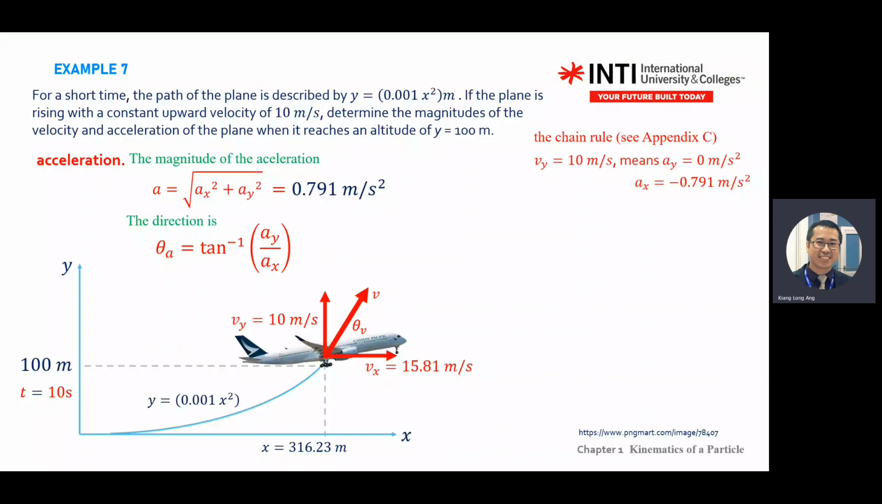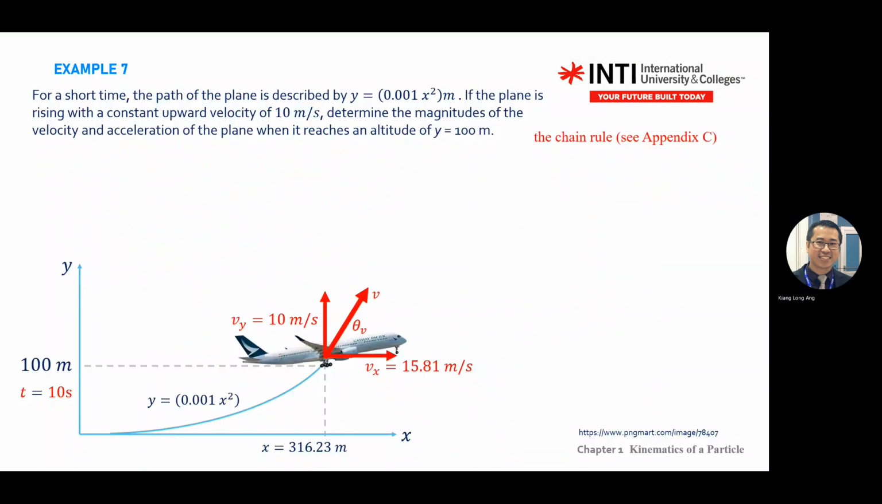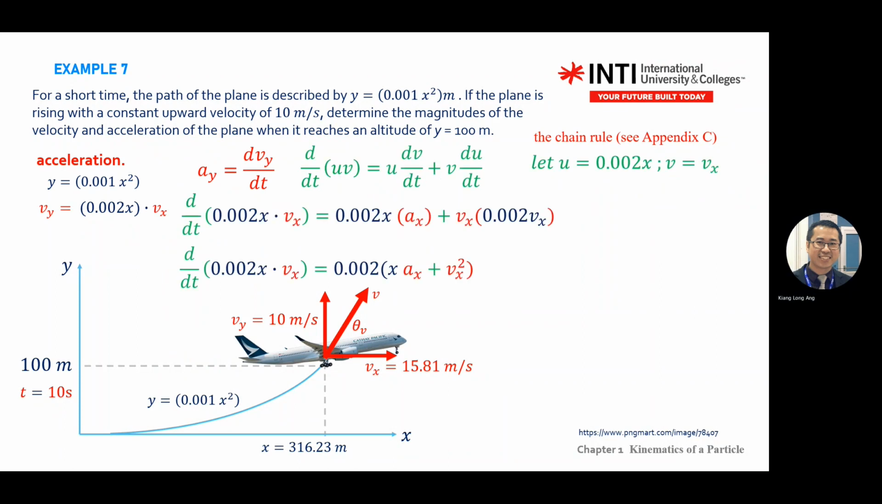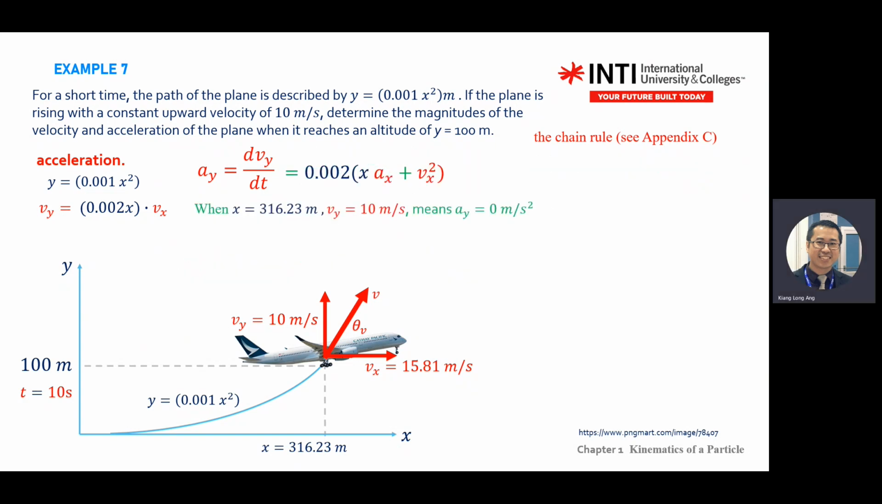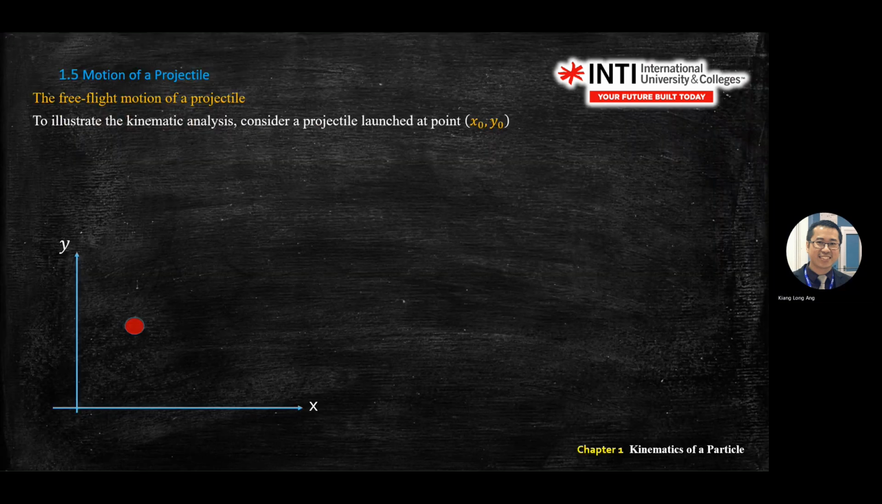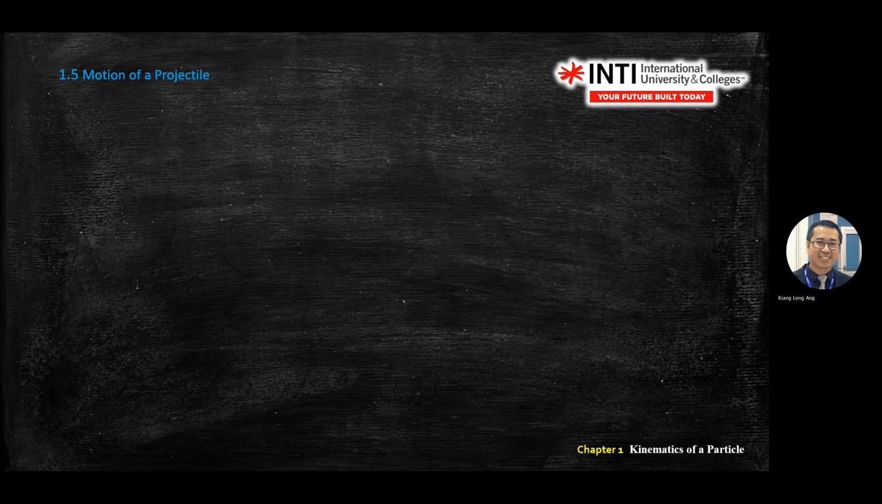Two slides before this one. This slide is more on the chain rules, applying this green color formula. Any question? Good.